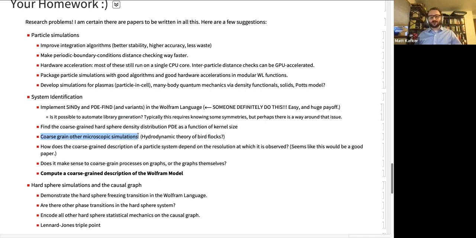It would be interesting to know if there's a continuum or a hydrodynamic theory of the flocks of birds that we were looking at. That sounds both hilarious and really interesting, like a bird flock fluid or something. I don't know. Presumably such a description exists, and it would be interesting to know what it looks like.